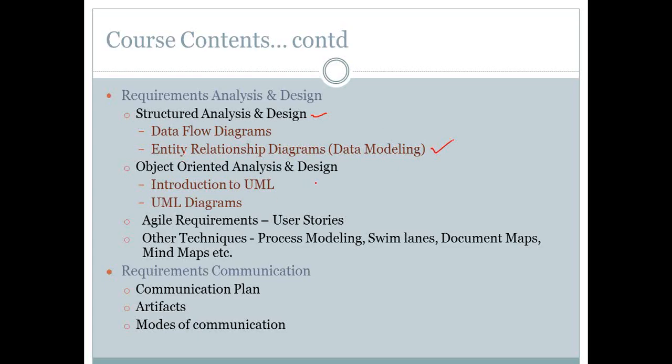So we would cover that, and most of the times our projects are actually executed in object orientation, because that's the most popular way of programming and analysis and design as well. So there are UML diagrams, and use cases is one of the UML diagrams. It's basically a modeling language to model your object oriented analysis.